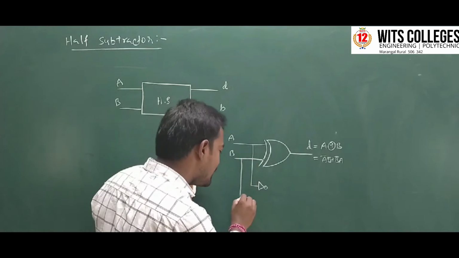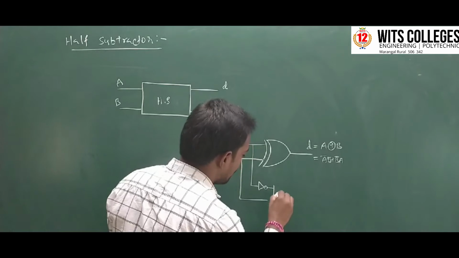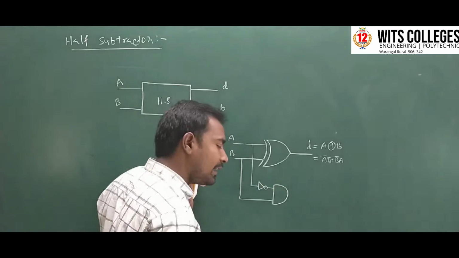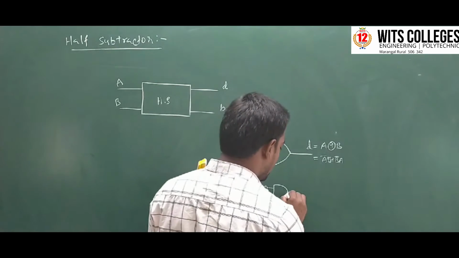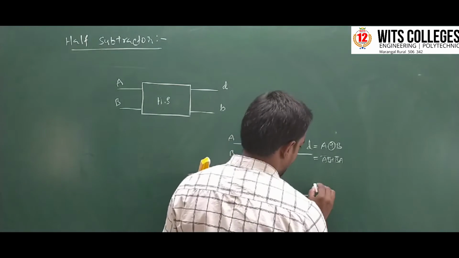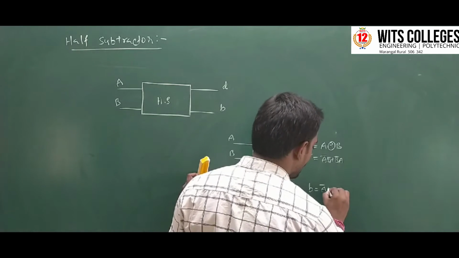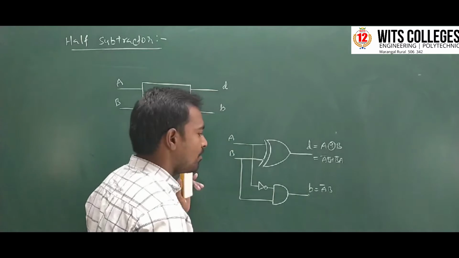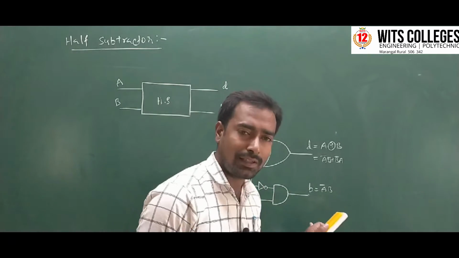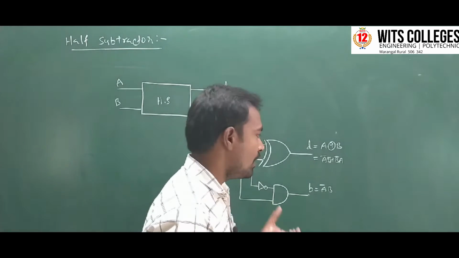The NOT gate is used to give the complemented output, and this is one AND gate. This AND gate gives the output of the borrow, that is borrow is equal to A bar into B. So this is the actual output, and this is the actual logic circuit of the half subtractor.